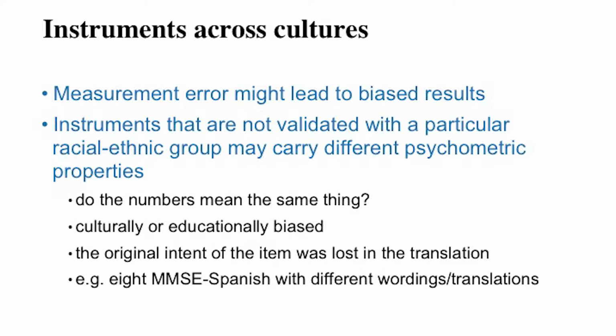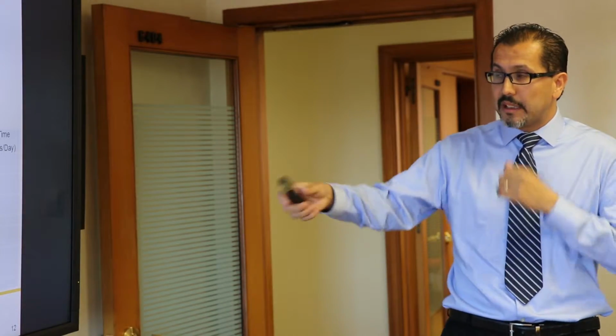The last thing is instruments across cultures. We measure something, but if it's a biased result, what does it mean? Probably not a whole lot. Instruments that are not validated for particular groups may carry different psychometric properties, so they could be culturally or educationally biased. The example I like is the Mini-Mental State exam. There are 8 versions, or probably more, in Spanish with different wordings and translations. So which one do we use? Is it the same thing? These are all opportunities that I hope to capitalize on in the future.